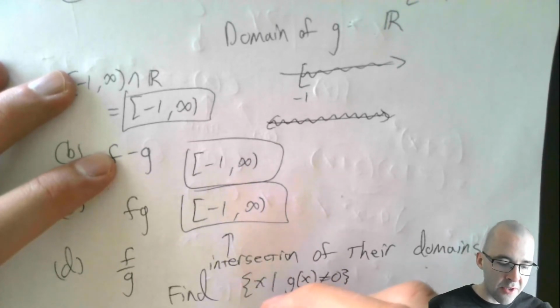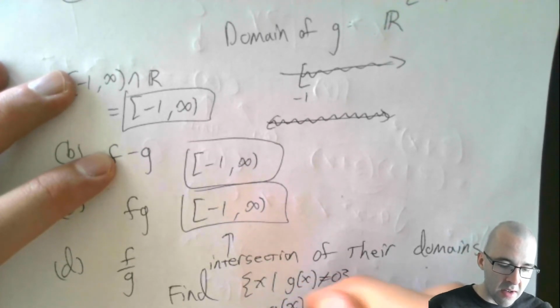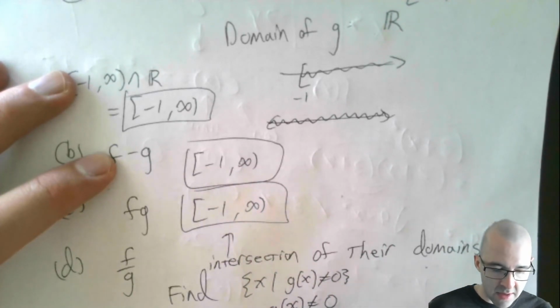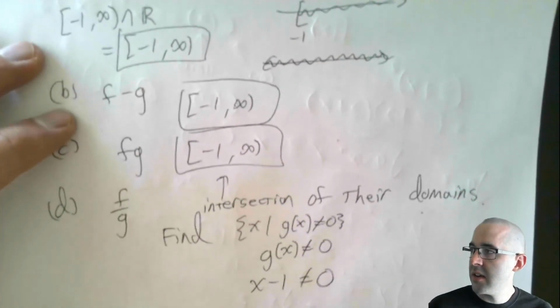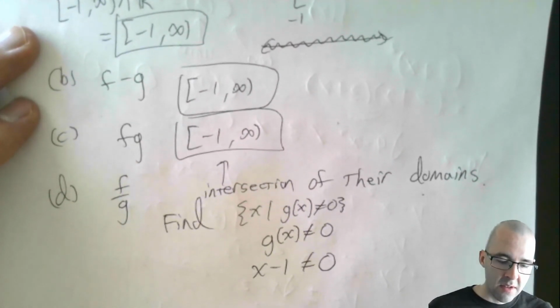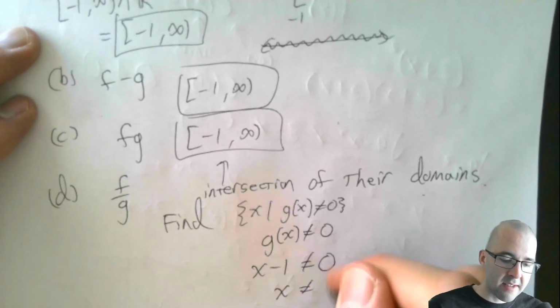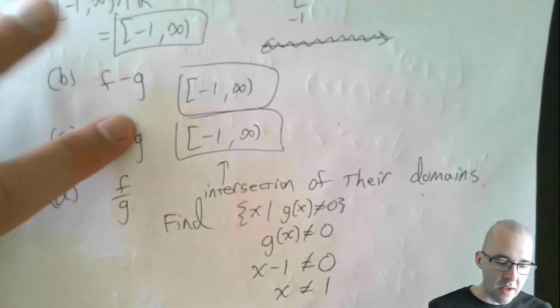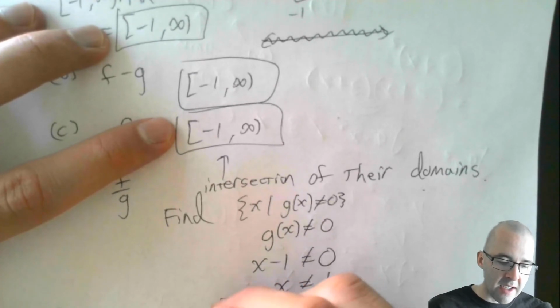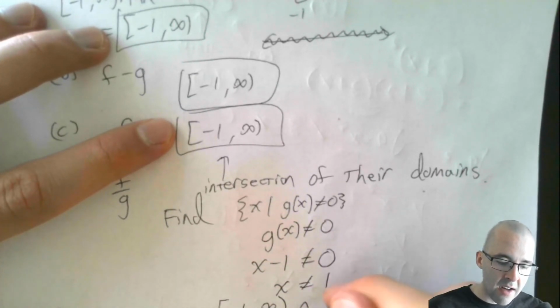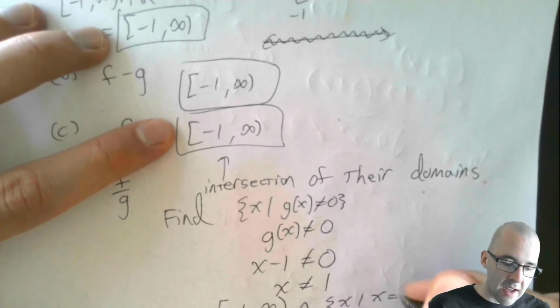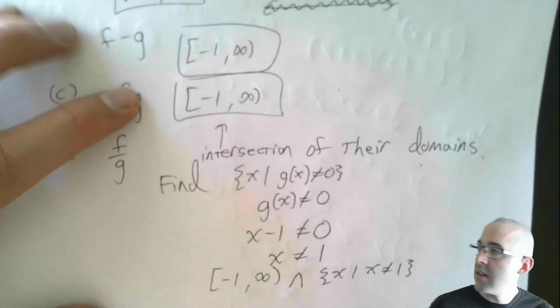Okay, so when is g of x not equal to 0? Well, g of x is just x minus 1. So that's when x minus 1 is not equal to 0. Well, add 1 to both sides, that's when x is not equal to +1. So we need to take the intersection of these two sets, -1 to infinity, and the set of all x such that x is not equal to +1.